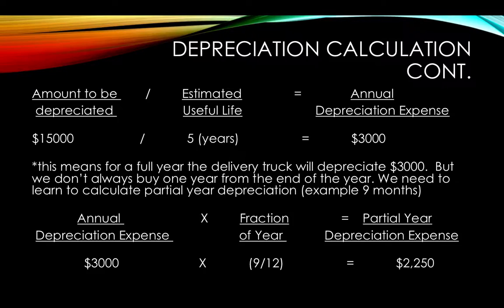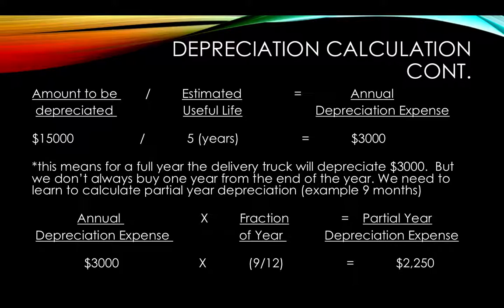Okay. The next calculation that you see up here is the annual depreciation expense. We already know that $15,000 is what we're going to depreciate. So we divide that by the useful years, which is 5, so that each year we're going to depreciate $3,000. Now this means a full year.